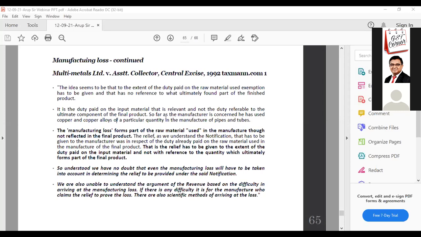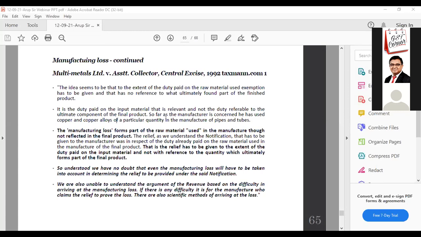Because till the point of utilization by me, I've actually used that particular product. It was not a loss, nor was it stolen. Therefore, anything which is lost in the manufacturing process or due to a natural process like evaporation, in all these situations, the ITC does not need to be reversed.